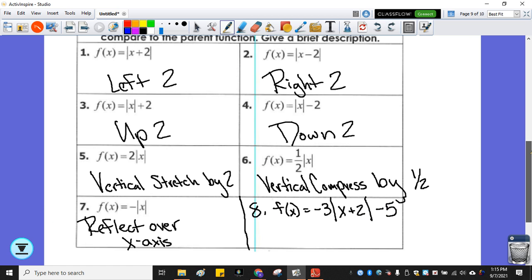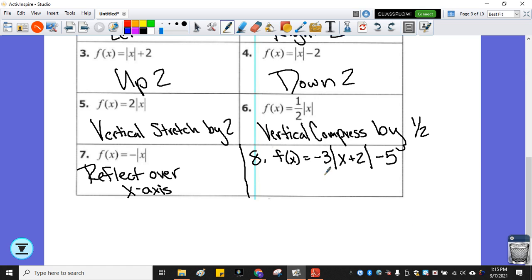And I just made one up, just to see it as hard as I possibly can go, what everything would mean. Our 4 transformations. I don't care what order it is. The negative is going to be reflection over the x-axis.